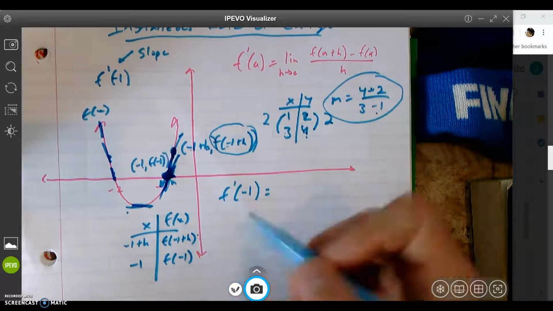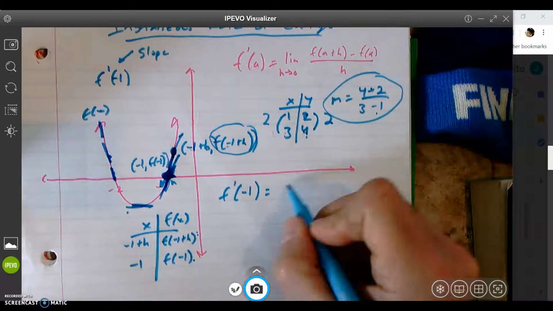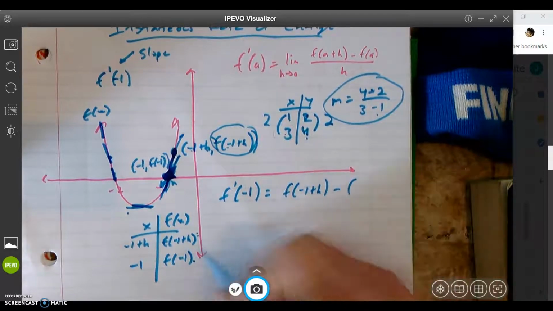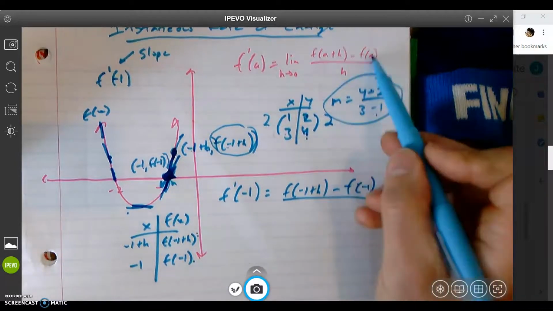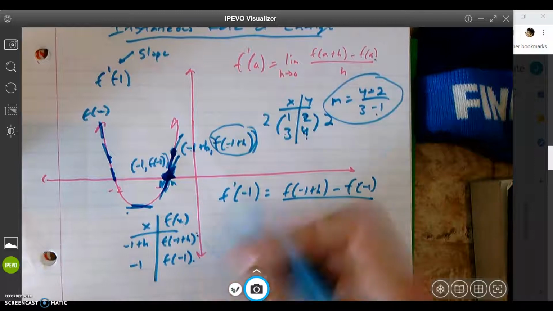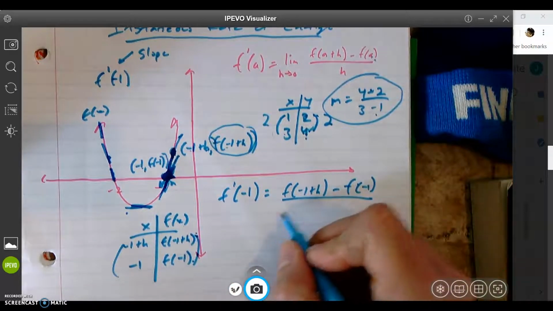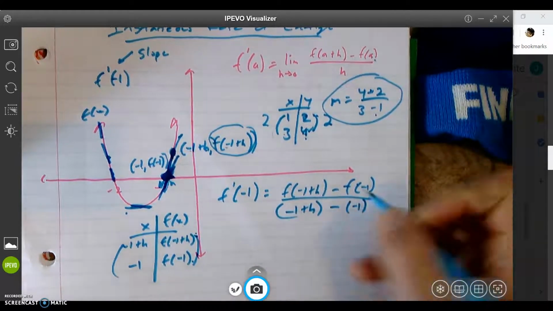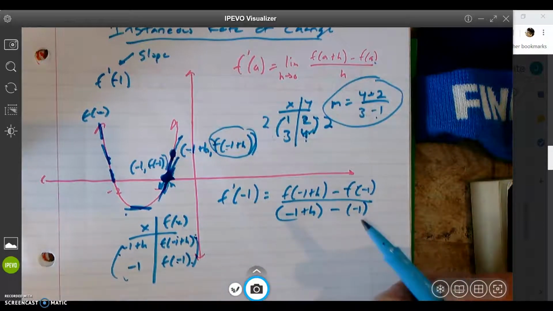So it's this minus this, so it doesn't matter which one you do as long as you're consistent. So it's going to be f of -1 plus h minus f of -1, just like this right here. You can go bottom to top, or you can go top to bottom, as long as you're the same. So this is -1 plus h minus negative 1. So it's this minus this and this minus this. As long as you're consistent, it's good.